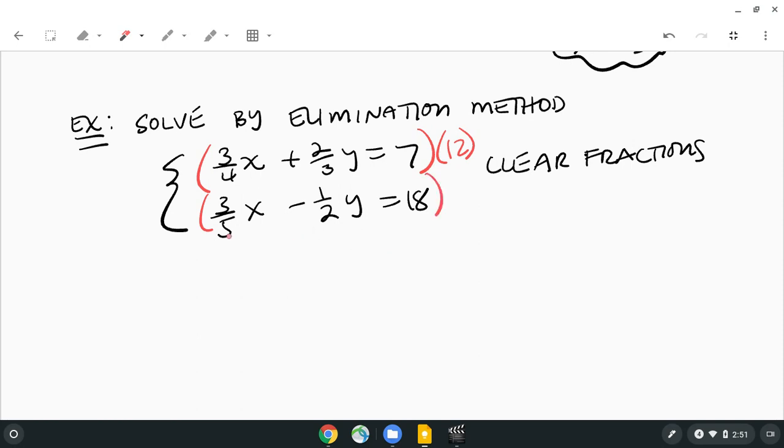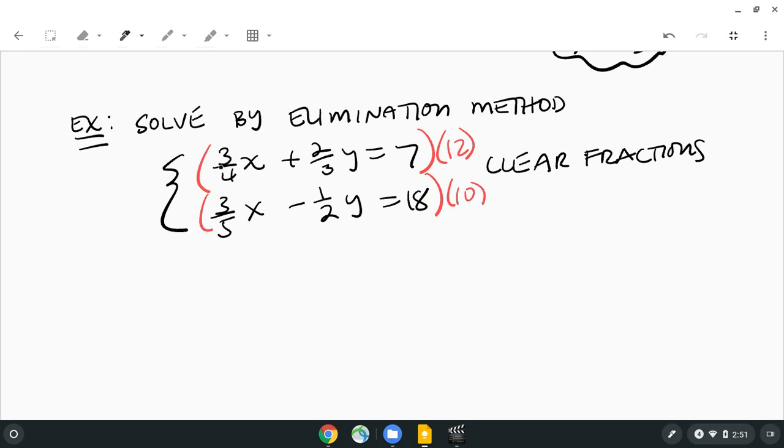And over here, my LCD would be 10. So I would multiply this one by 10 just to clear our fractions. We're not doing elimination method just yet. Okay. All right. So if I do that, let's see what we get.